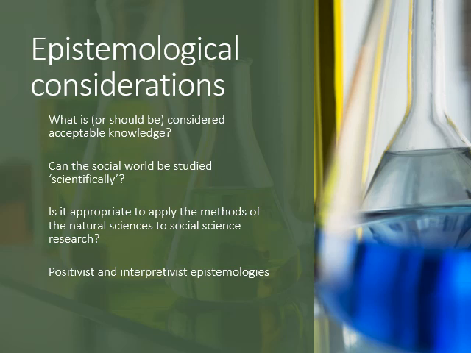So this slide introduces key questions in the philosophy of social science, particularly concerning what constitutes acceptable knowledge and the appropriateness of using scientific methods to study social phenomena. So the first question asks, what should be considered acceptable knowledge in the context of social science? And this touches on the epistemological foundation of research, what kinds of knowledge claims are valid and reliable.